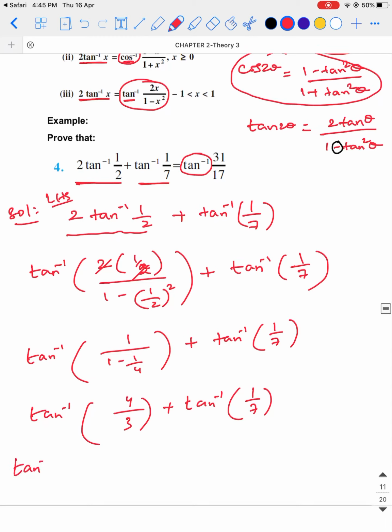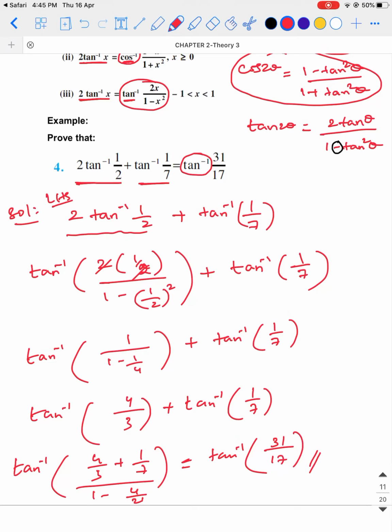Now apply the formula of tan inverse x plus tan inverse y. So this will be tan inverse of x plus y divided by 1 minus x into y. So this will be tan inverse of 28 plus 3 is 31 divided by 21 minus 4 is 17. So it will be tan inverse of 31 by 17, which is equal to RHS.